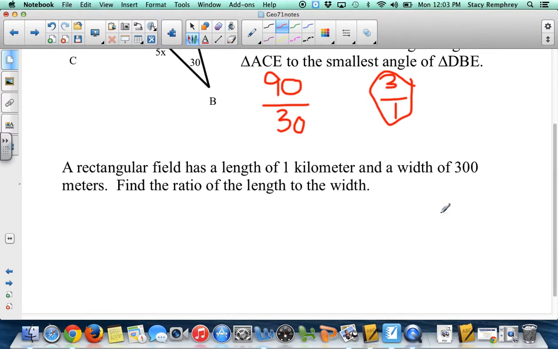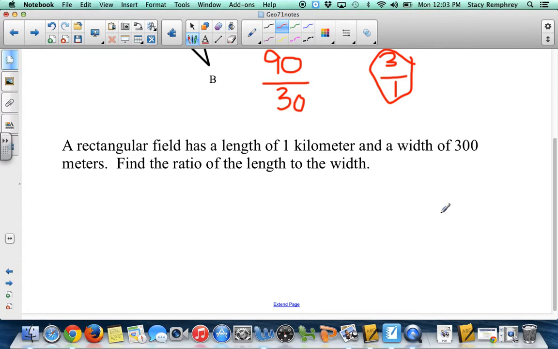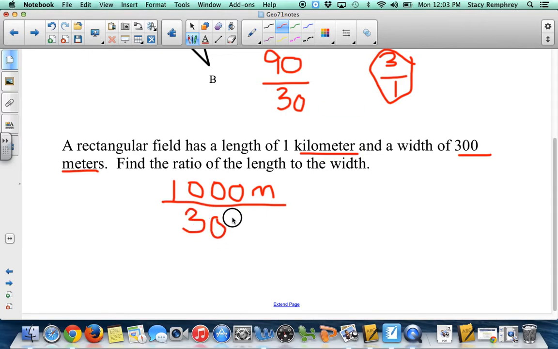Okay, not too hard. A rectangular field has a length of 1 kilometer and a width of 300 meters. What you need to be careful here is this is meters, this is kilometers, and in a ratio we want them to be the same length. So 1 kilometer is 1,000 meters. You could also do this the other way, changing 300 meters to kilometers. So I'm going to change the 1 kilometer to 1,000 meters. Now I have them with the same unit, meters to meters. So my reduced ratio would be 10 to 3.